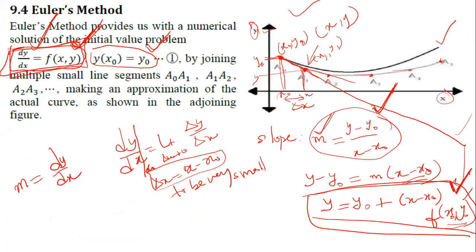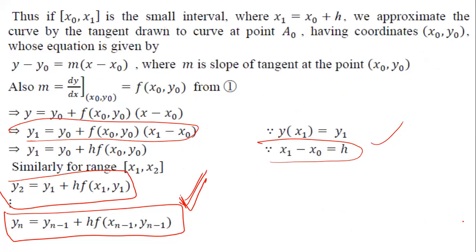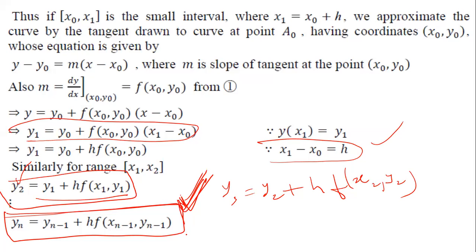Here we simply find a tangent at x naught, y naught, and the slope m is actually your differentiation at x naught, which will be f of x naught, y naught. We can arrive at the next point, y2, using this, and then y3, which will be y2 plus h of f of x2, y2. So the final Euler formula is this one.